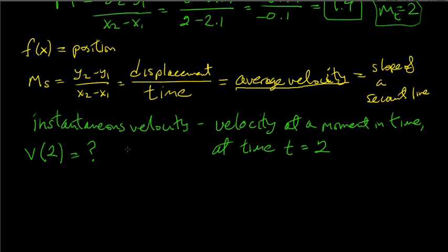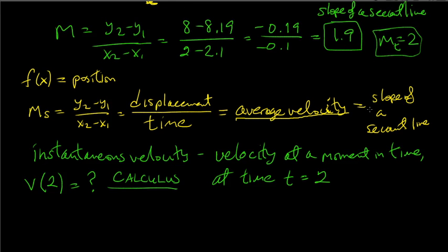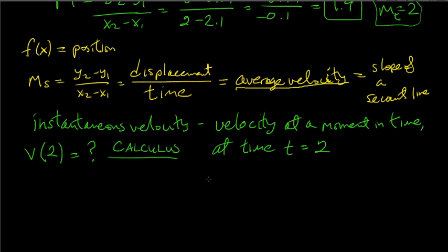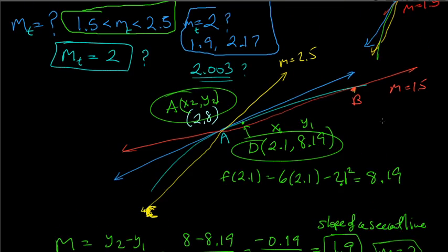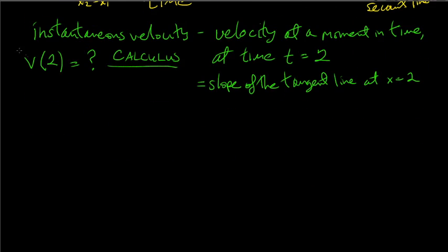So this is a calculus question. This is one we really can't answer yet. So this is the same as the slope of the tangent line at x equals 2. Okay? So why is that a calculus problem? Why is that a hard problem?